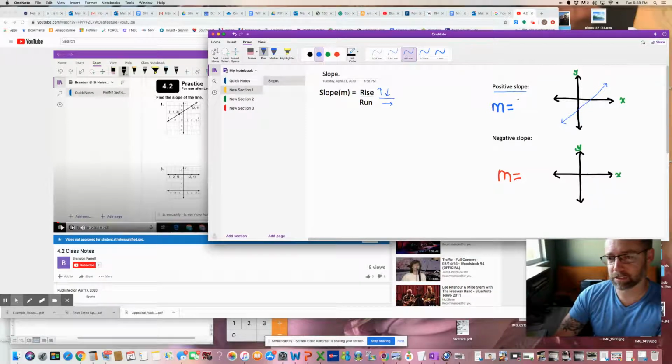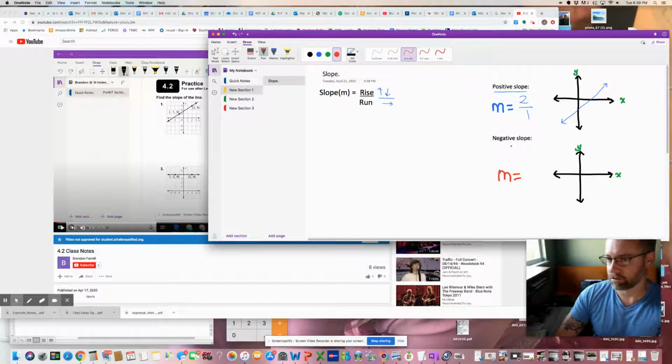For example, I'm going to say the slope equals 2 over 1. This means I can pick a point here, and if I go over one box and I go up 2, I'll still be on the line, right? This is just kind of a guess, but you get the idea. Positive slope means the line goes up as we go from left to right.